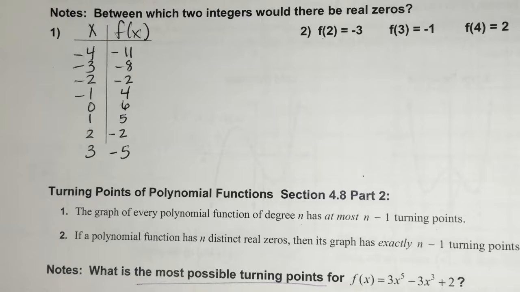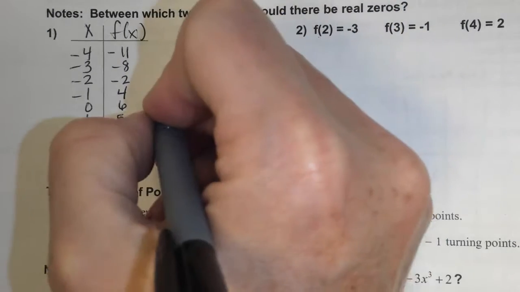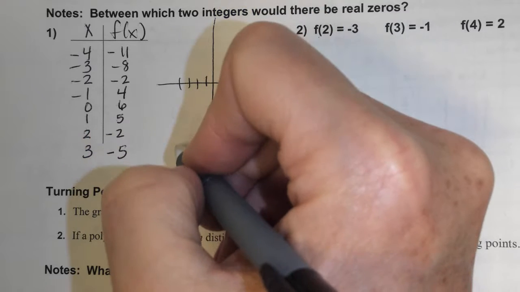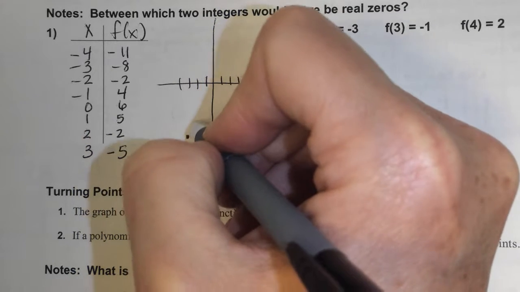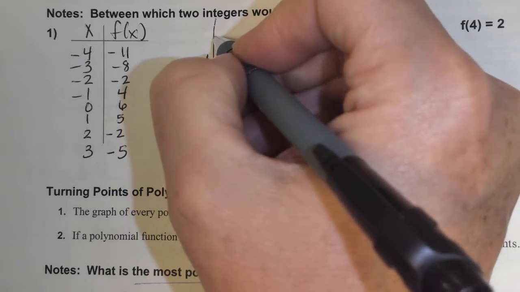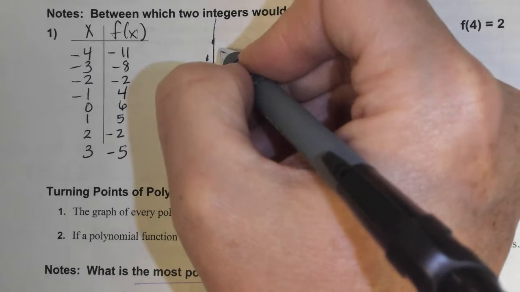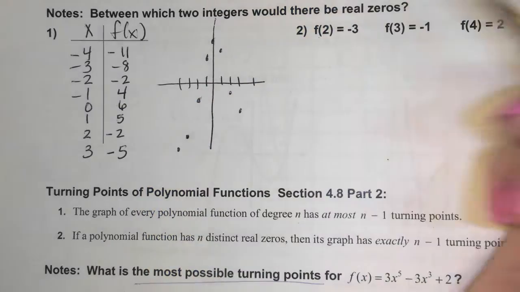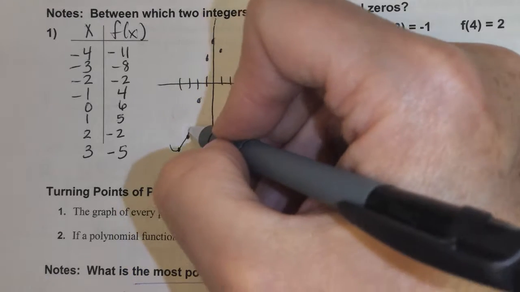So what the location principle says is that if I have a y value that's negative and then a y value that's positive, wouldn't the function have to pass 0? Let me do a little graph for you here. So at negative 4, we're at negative 11. Negative 3, we're at negative 8. Negative 2, I'm at negative 2. Negative 1, I'm at 4. 0, I'm at 6. 1, I'm at 5. 2, I'm at negative 2. 3, I'm at negative 5.